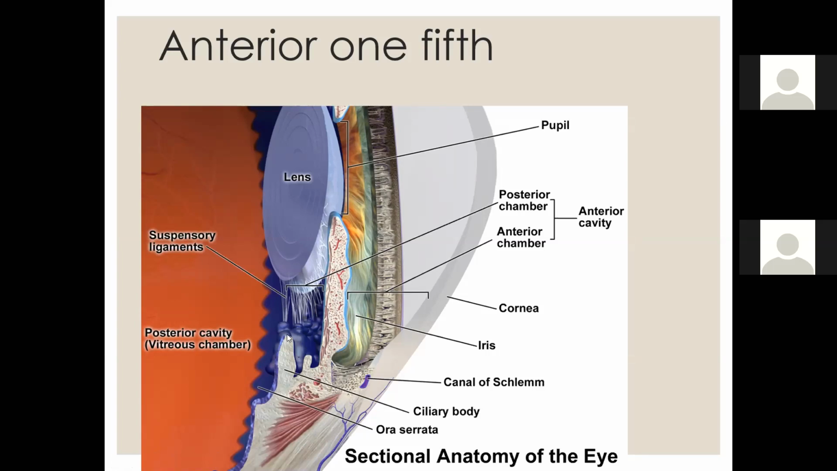So this is how the anterior 1/5 of the eye forms. This area is the posterior 4/5 of the eye. We have just discussed the formation of the ciliary body and the iris.